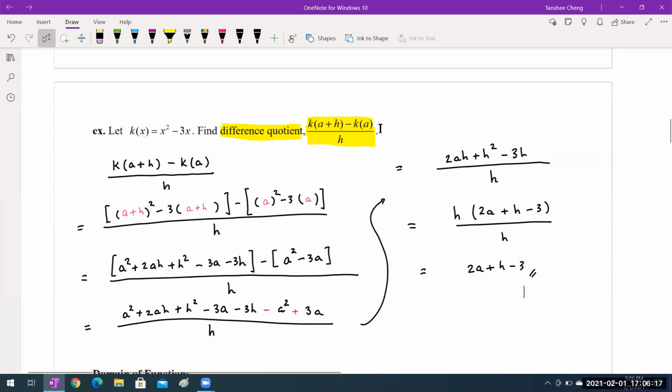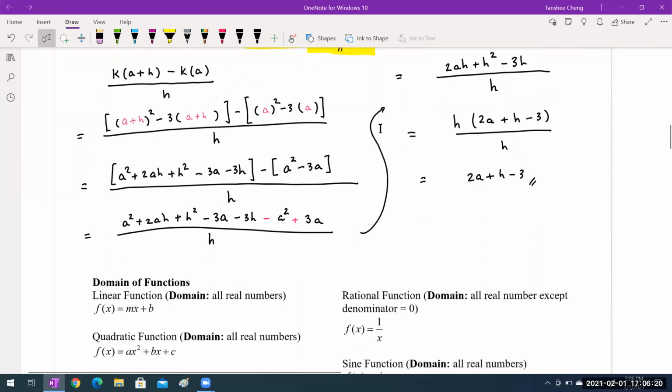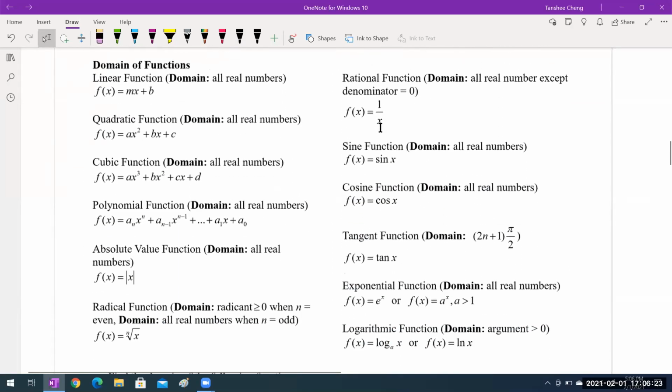Okay. Now, moving into the next step, which is the domain of functions. We know that simple linear functions, quadratic functions, and cubic functions in general are polynomial functions. The domains are all real numbers, so we don't really need to do a lot of work. For absolute value functions, the domain is all real numbers if the inside of the absolute value is a polynomial. And radical functions, we already indicated earlier.